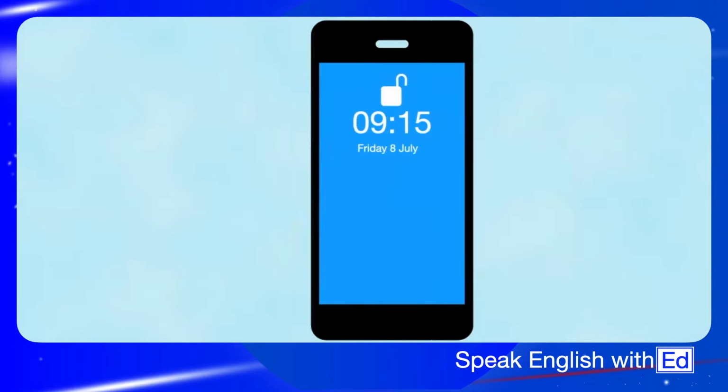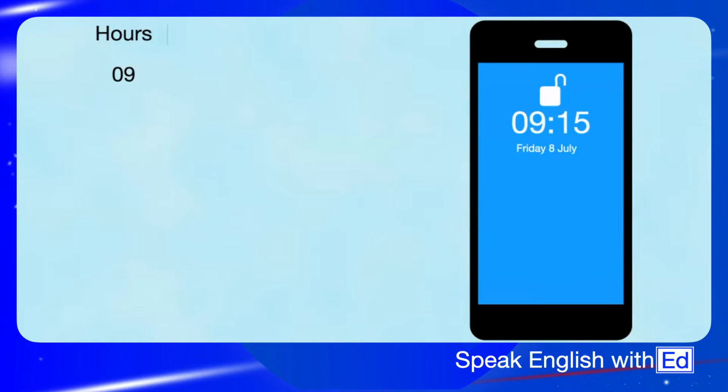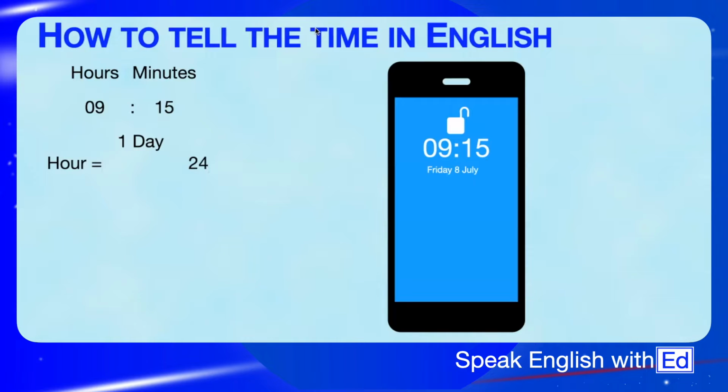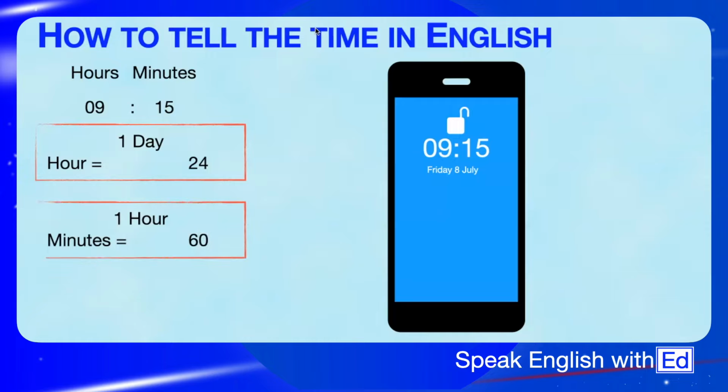Now the day is split into hours and into minutes, and the hours in a time like this are represented by 9, and the minutes are represented by the 15, and Friday the 8th of July is the date. Okay, so we all know that one day is made up of 24 hours, and 1 hour is made up of 60 minutes, and 1 minute is made up of 60 seconds. Although when you're telling somebody what time it is, we don't usually mention the seconds. We usually forget about the seconds.